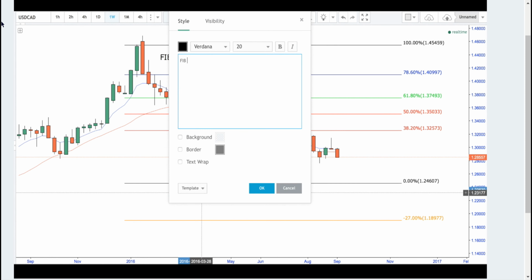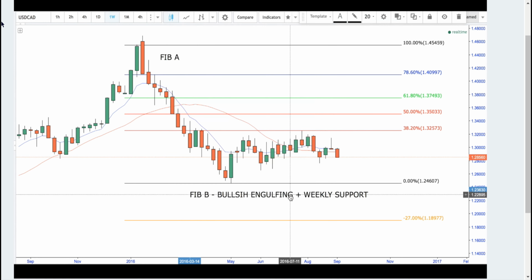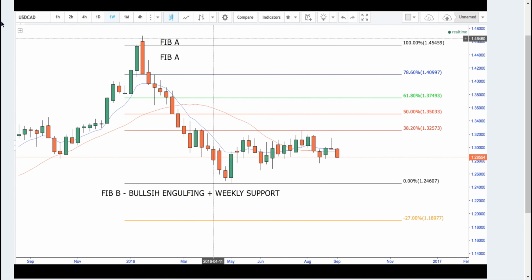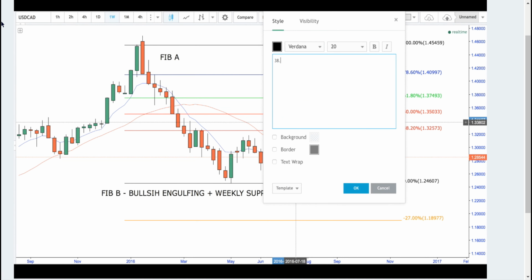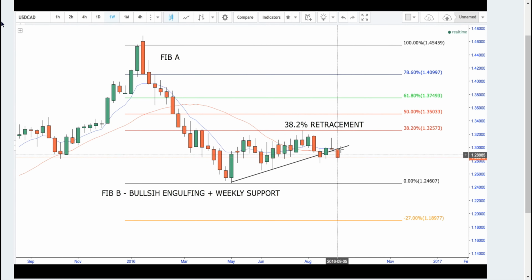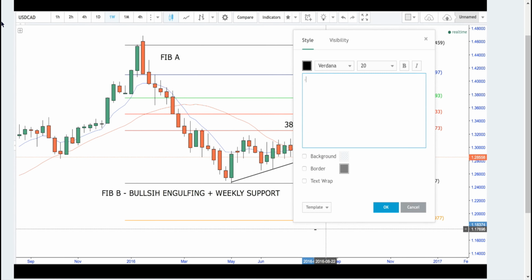So the ABCD here, so we've got fib A, got fib B, and I know off the top of my head this is weekly support right there. And then we also have the 38.2 retracement over there. Looks as if we can maybe sling a trend line break in there as well. Moving averages are getting ready to cross over on this pair. And then last but not least, that's our target one there.